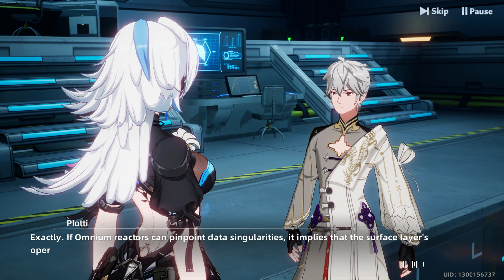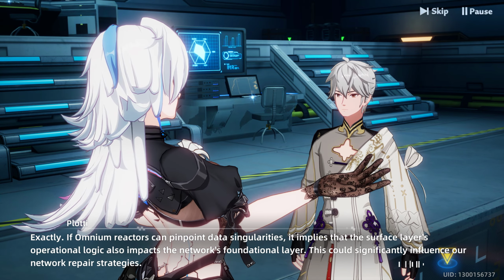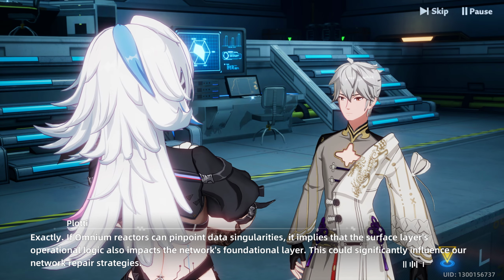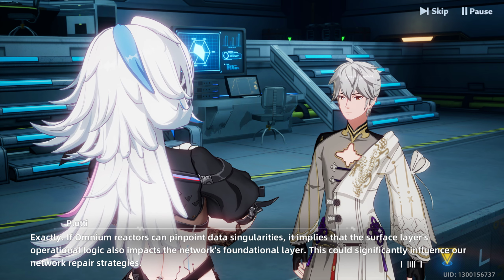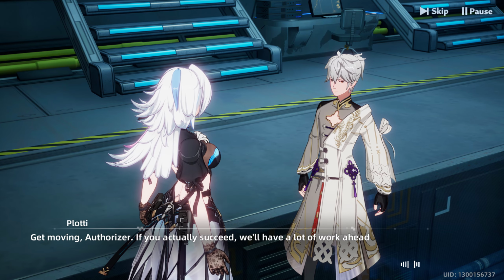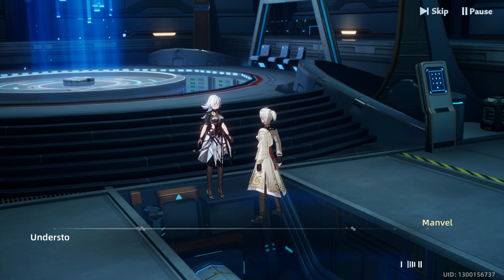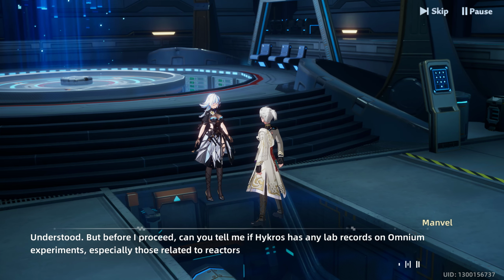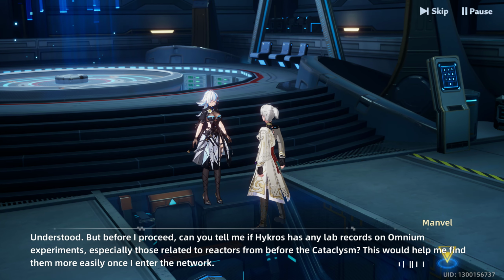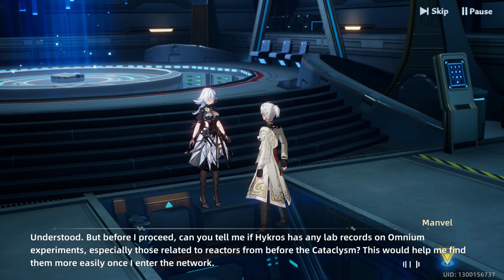Exactly. If omnium reactors can pinpoint data singularities, it implies that the surface layer's operational logic also impacts the network's foundational layer. This could significantly influence our network's repair strategies. Understood. Get moving, Authorizer. If you actually succeed, we'll have a lot of work ahead of us. Understood. But before I proceed, can you tell me if Hykros has any lab records on omnium experiments? Especially those related to reactors from before the Cataclysm? This would help me find them more easily once I enter the network.